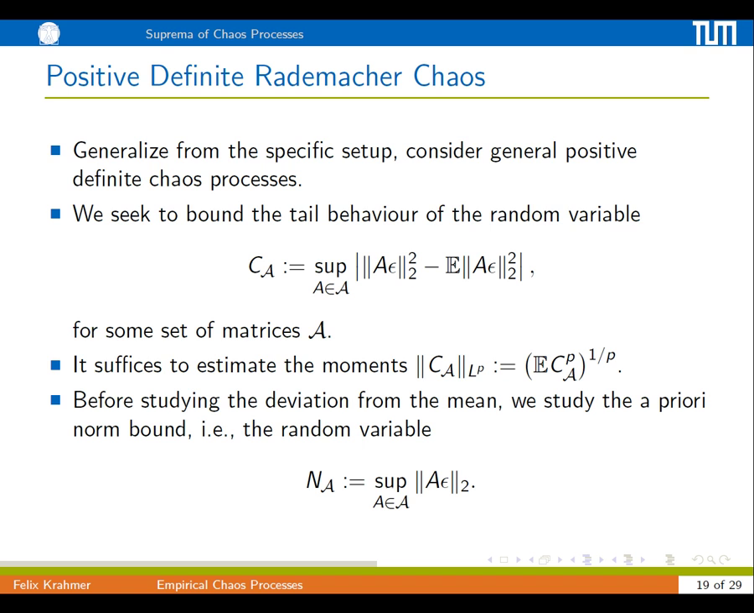So we have some matrix. I mean, we had this matrix. This was a specific class that indexes sparse vectors x. Let's forget this form for the moment, what exactly it is. In general, let's say we have the 2 norm of A epsilon squared minus the expectation. This is the quantity that we want to analyze. And when you want to do this, it suffices to analyze all the moments.